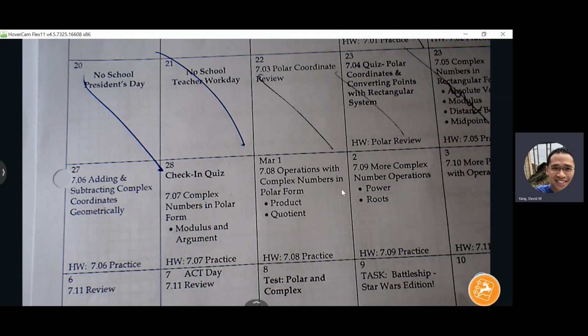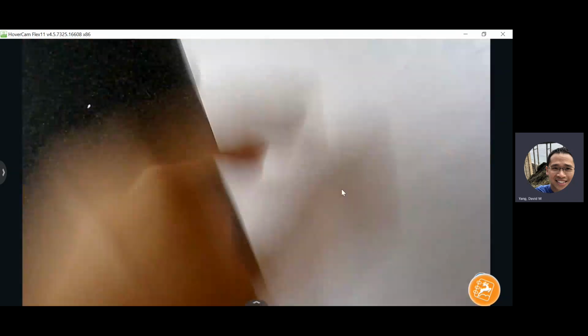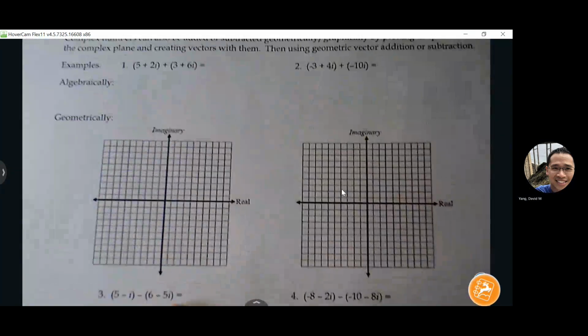So today we're going to finish up rectangular form, and then we're going to start polar form, and go back and forth between rectangular and polar. All right. So if you guys can turn to 7.06, this is going to be page 16.